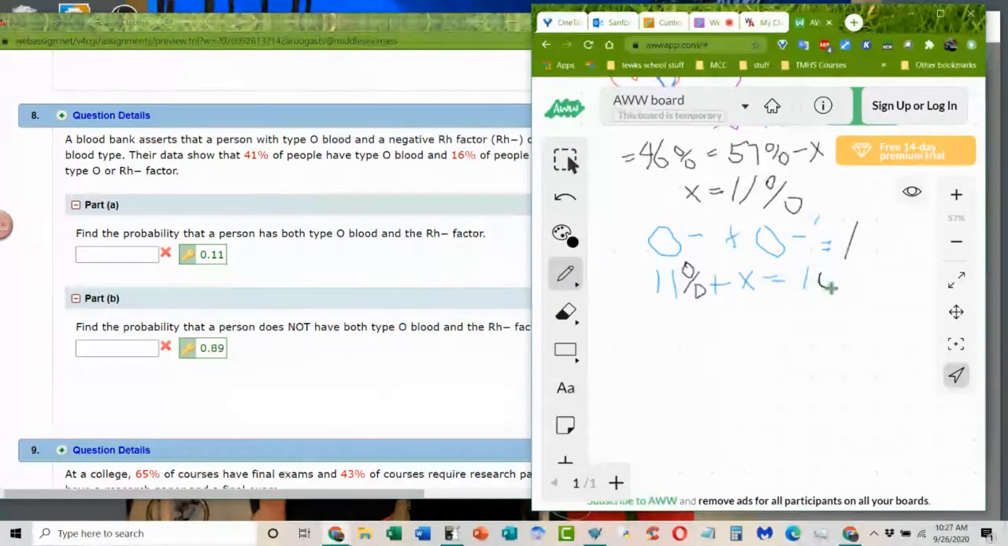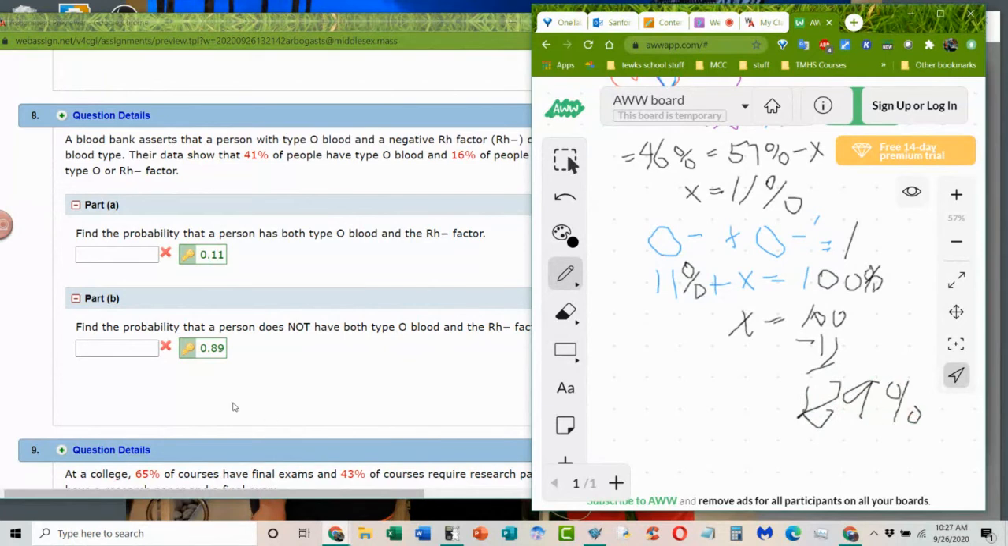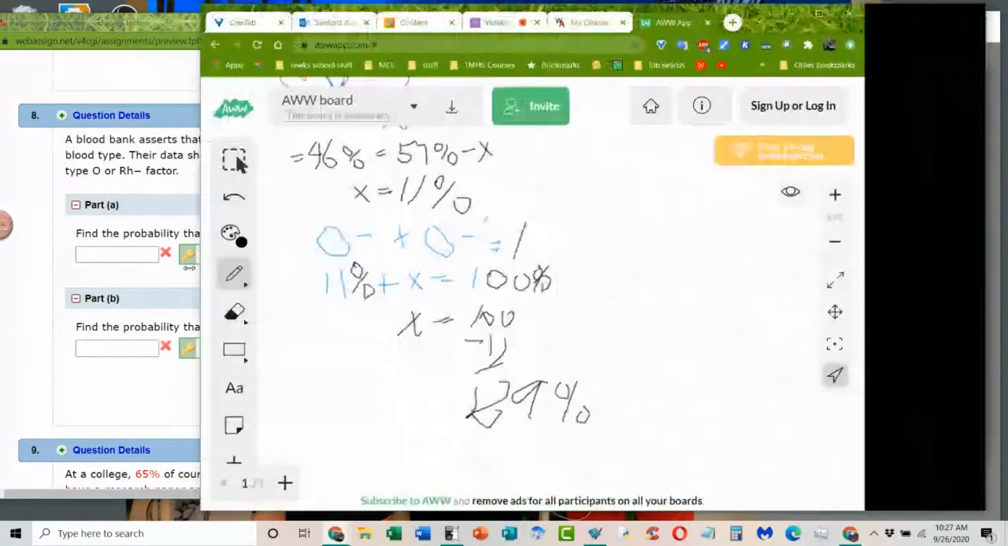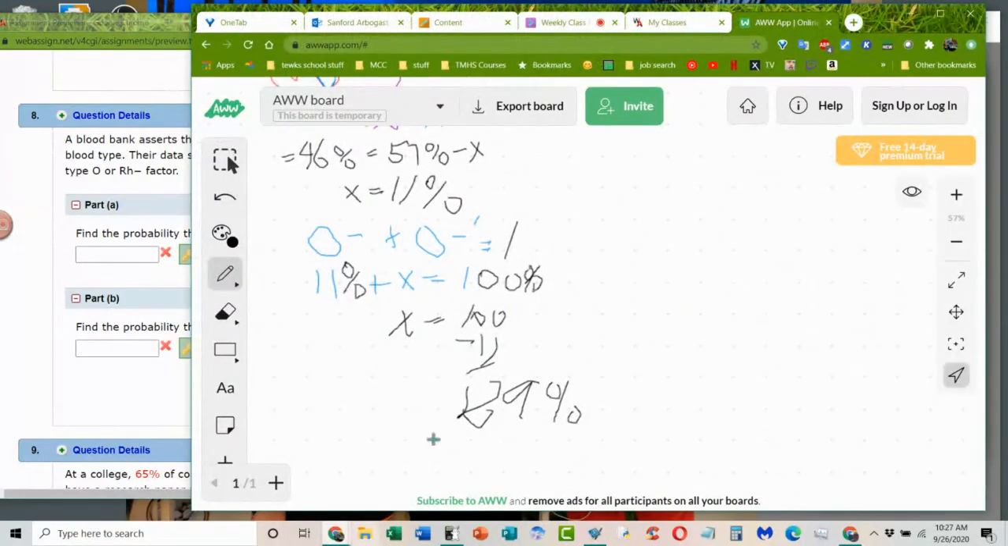And this is 100%. So X is equal to 100 minus 11, which gives us 89%. And they want it in decimals. So, all right, but that's what we have to do, because "not" means that they're complements. So you either are or you are not. And those values have to balance out.